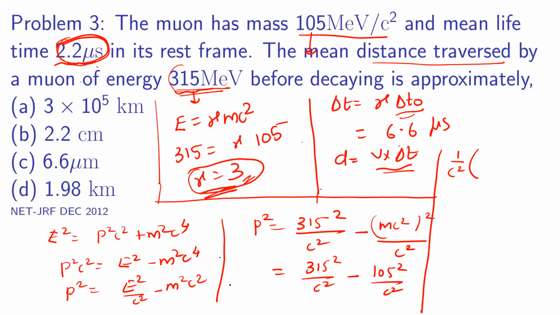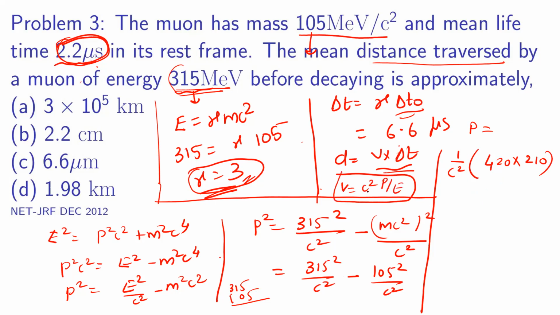So it is 315 plus 105. That's 420. Is that correct? So 420 multiplied by 315 minus 105. It is 210. I think that's correct. I don't know. So you can check this. This is the momentum.